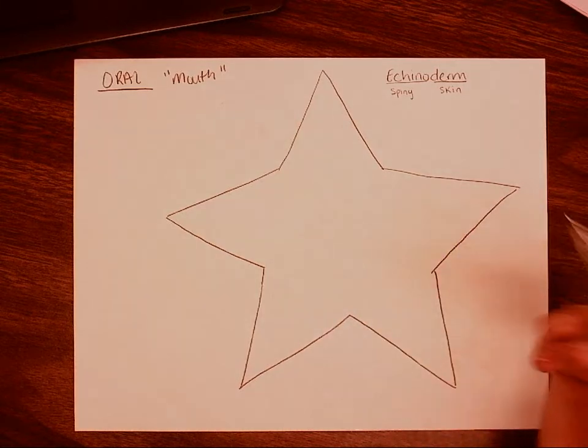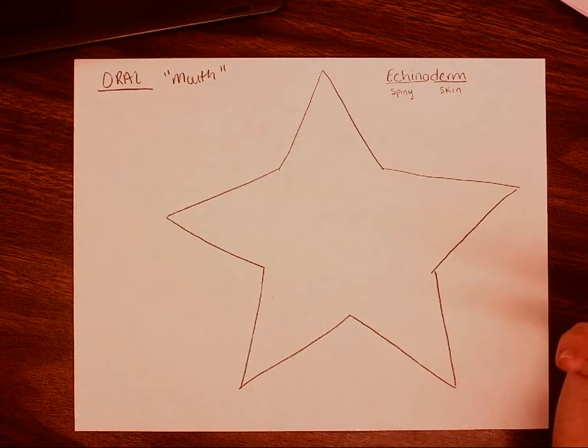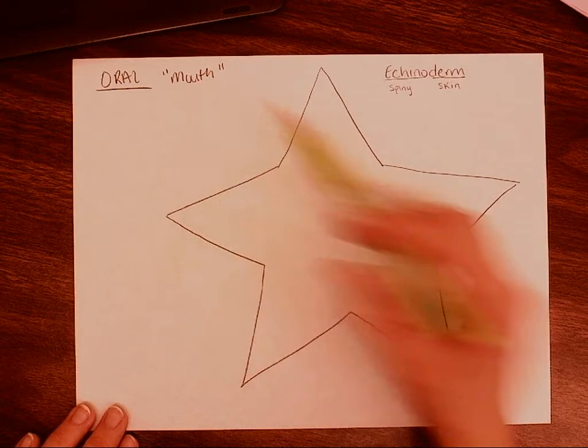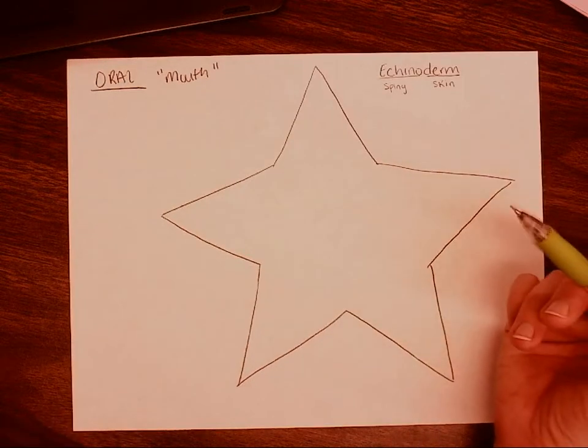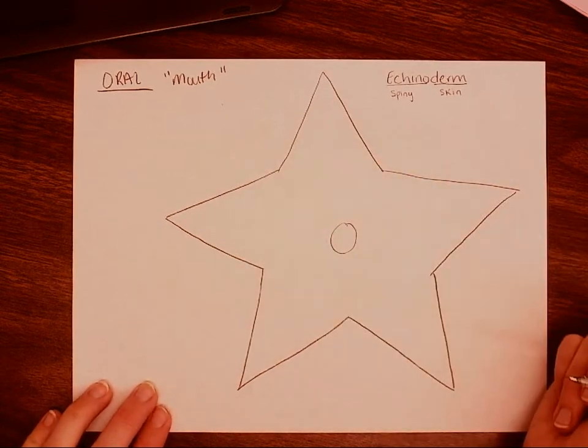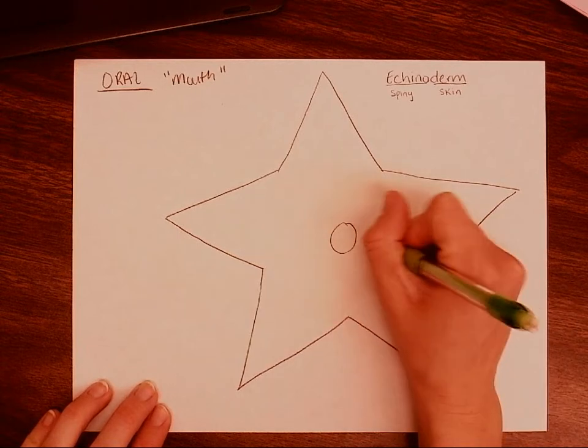We need to determine what part of our starfish we are looking at and what structures can help us identify it. Oral means mouth, so pretty simple. We are going to see the mouth of the starfish, and it's going to be in the center of those 5 arms.